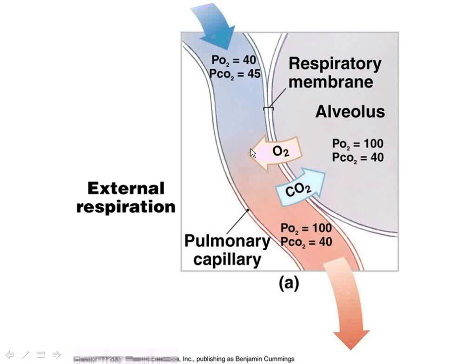And CO2, you can see there's actually only a small concentration gradient, but it's enough to get it to move. There's 45 for a partial pressure of CO2 in your blood, and only 40 in your lungs. So the CO2 is going to move into your lungs, and then you exhale that. You breathe it out. The O2 that diffuses in your blood continues along this red arrow. It goes down to your cells and provides oxygen for cellular respiration. So external respiration is what's happening at your lungs.